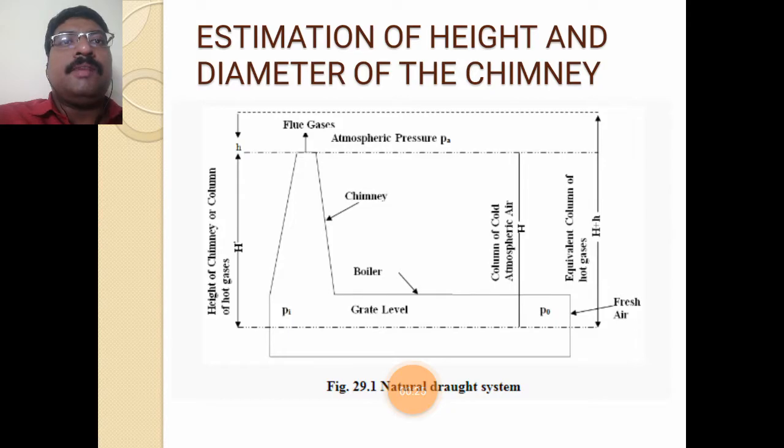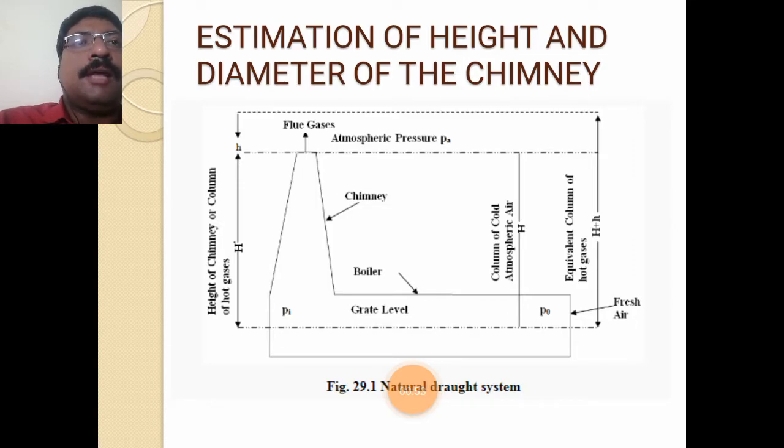Here capital H dash represents the height of the chimney column of hot gases. From this base, the total height is the height occupied by the hot flue gases. Next, H is the column of cold atmospheric air, and capital H minus small h is the equivalent column of hot gases for the column of cold air.